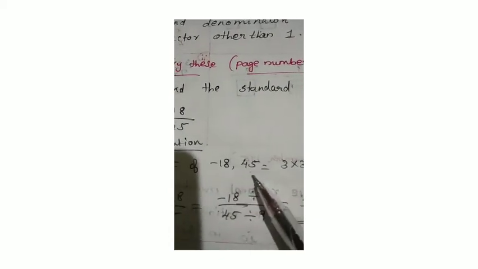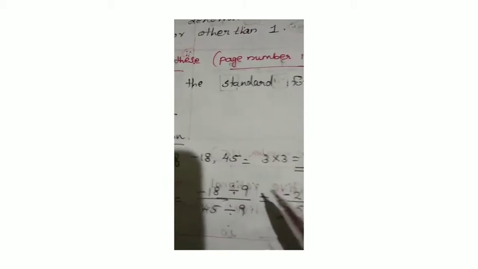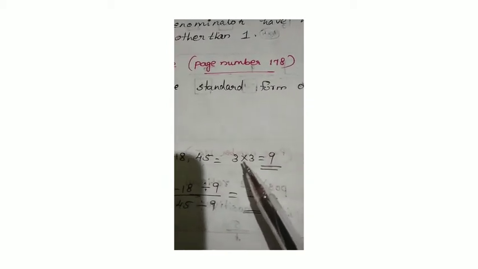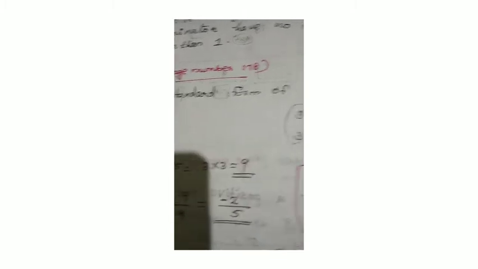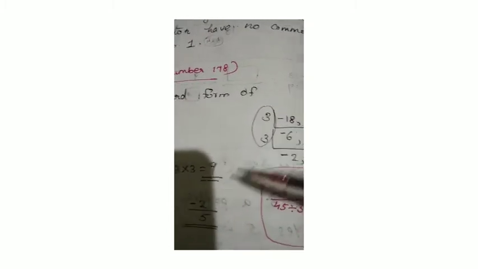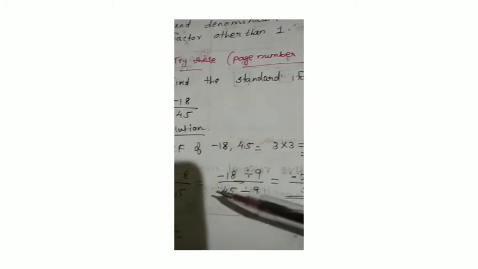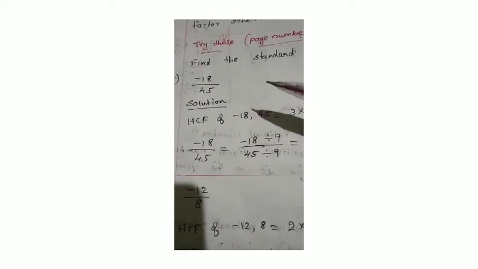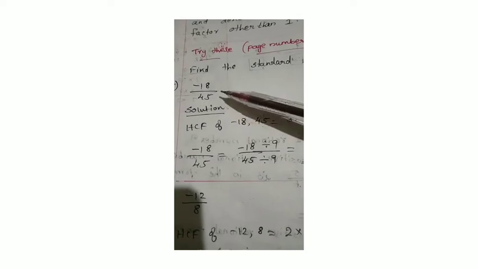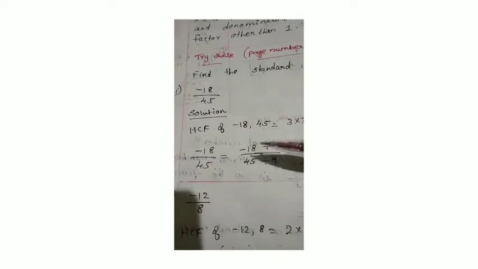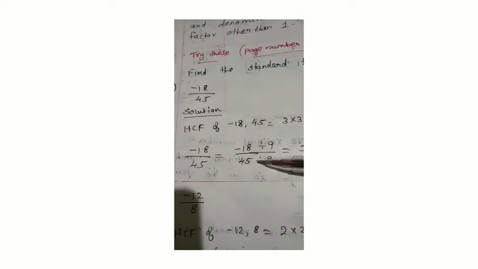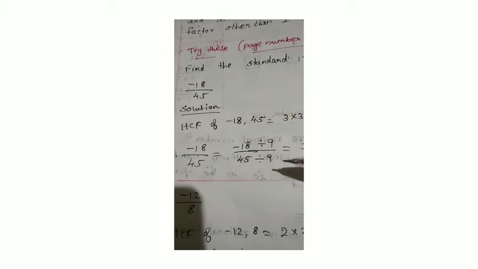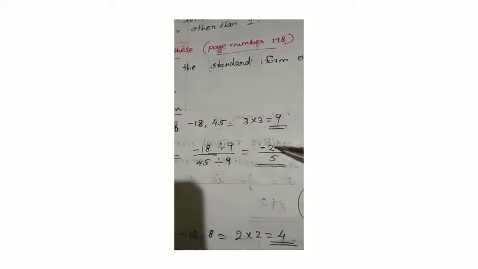Negative 18 and 45, 3 times 3. These two are the common factors while dividing here. 3 times 3, that will be 9. So we can divide both numerator and denominator by 9. Okay. Find the HCF of numerator and denominator, then divide both numerator and denominator by this HCF. Clear? That will be negative 2 on 5.